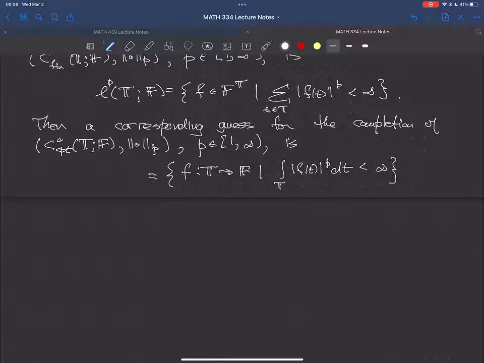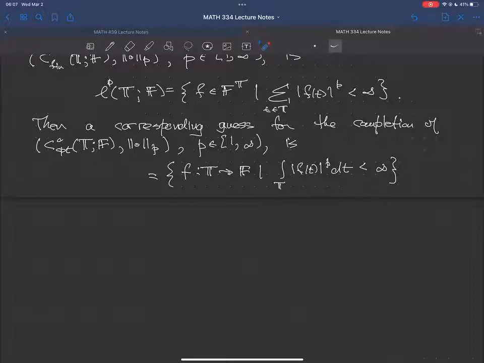Okay, so there's a guess for the continuous time case, which is analogous to what we did in the discrete time case. Here the little p norms were defined by summations, and here they're defined by integrals. And so it seems like a good guess for the completion is just going to be what turned out to be true here with the sum swapped for an integral.